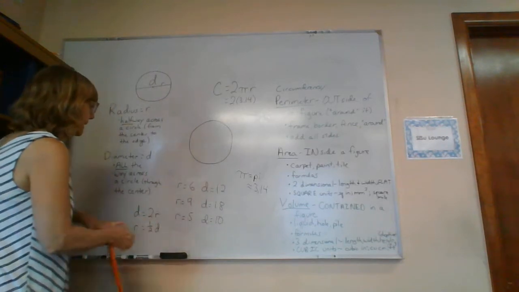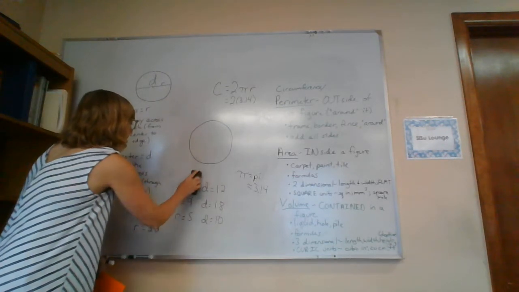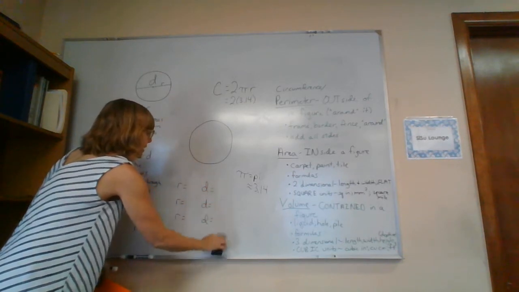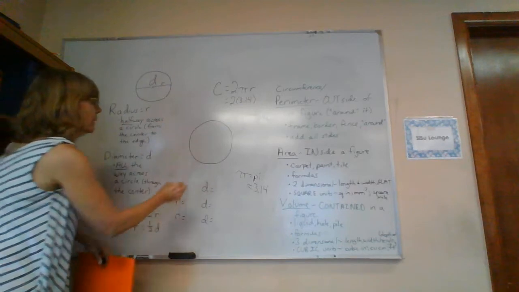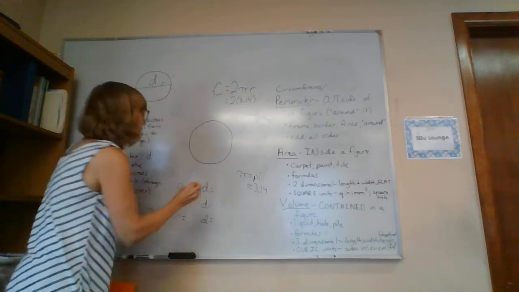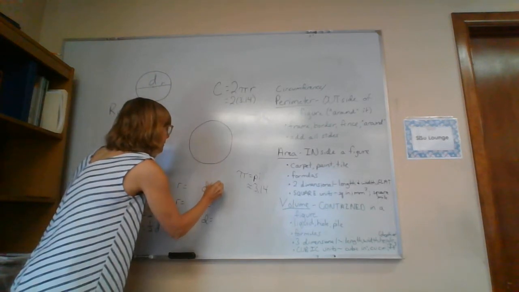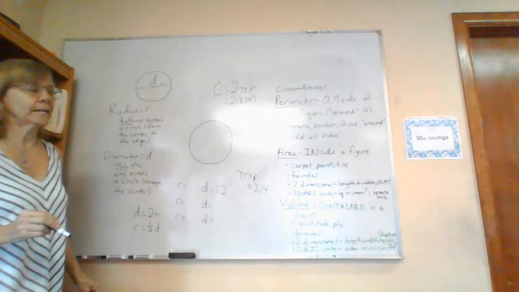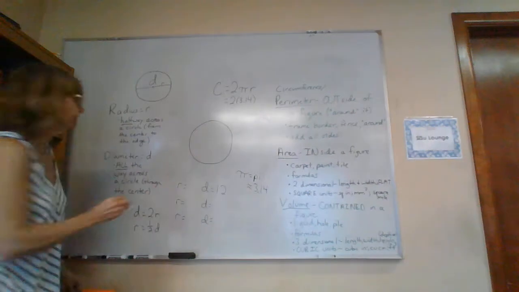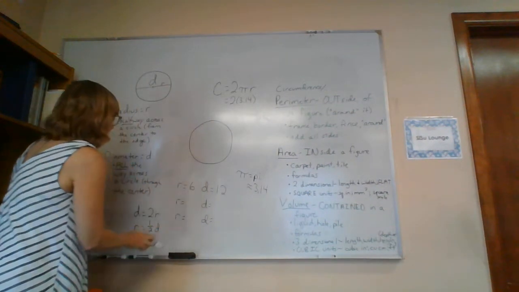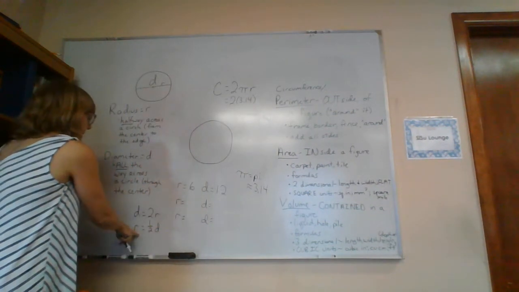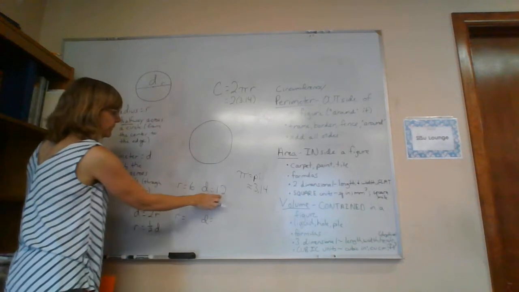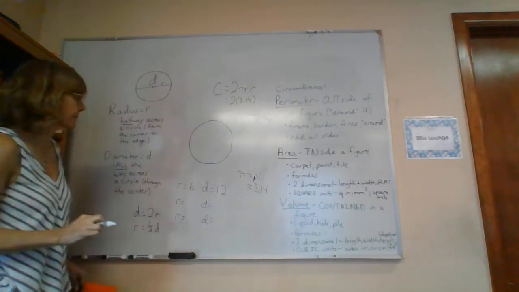Suppose I say, let's erase these. So you see that you have to double the radius. But suppose I tell you that the diameter of a circle is 12, and I ask you what the radius is. Think about it. It's 6. Because the radius is half the diameter. The diameter is all the way across, the radius is half that. So if the diameter is 12, the radius is 6.